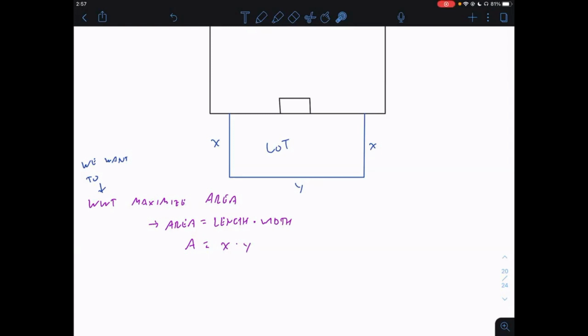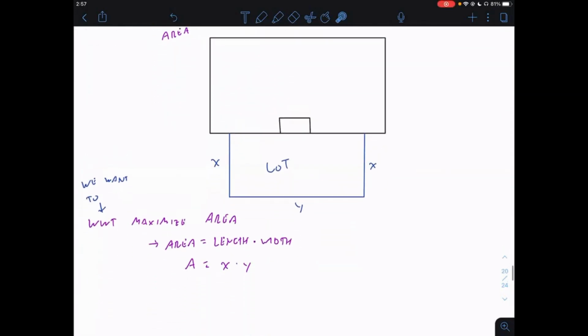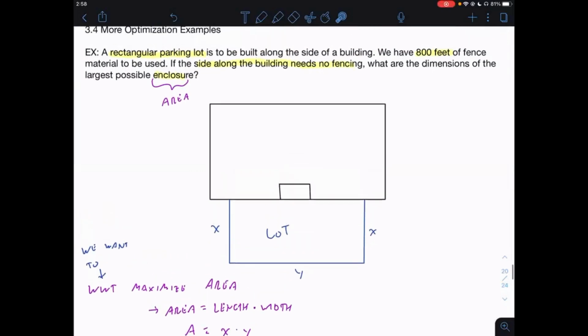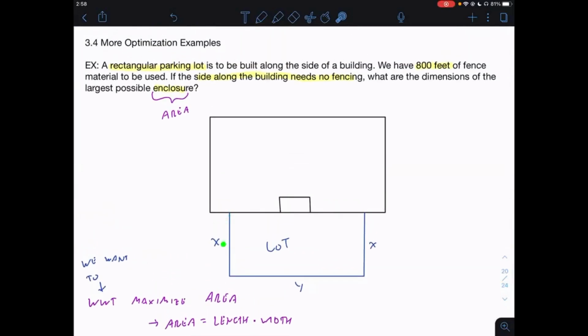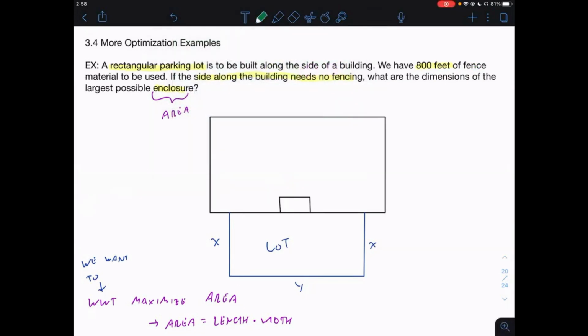So for these simple problems, what we want to try to figure out is how can we rewrite the equation that we're trying to optimize in terms of just one single variable? And to do that, we have to use some other given information that's relating our two variables of interest. Let's go back here. Look what else it's telling us. Recall that to create this fence, we have 800 feet of material available, meaning to surround this fence.